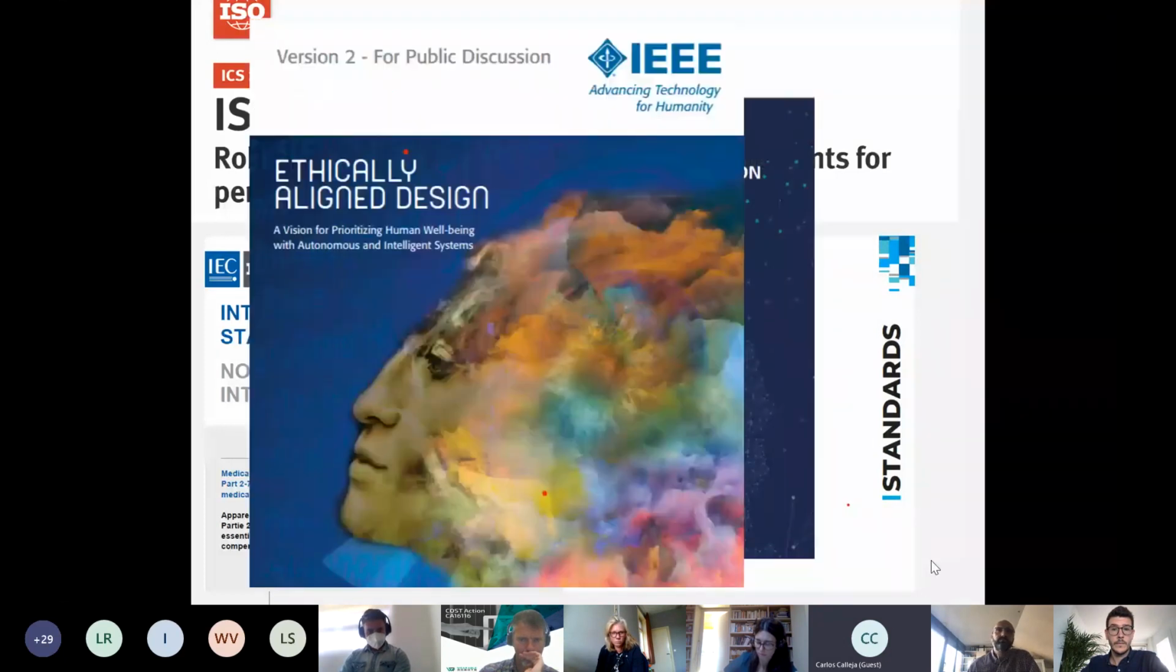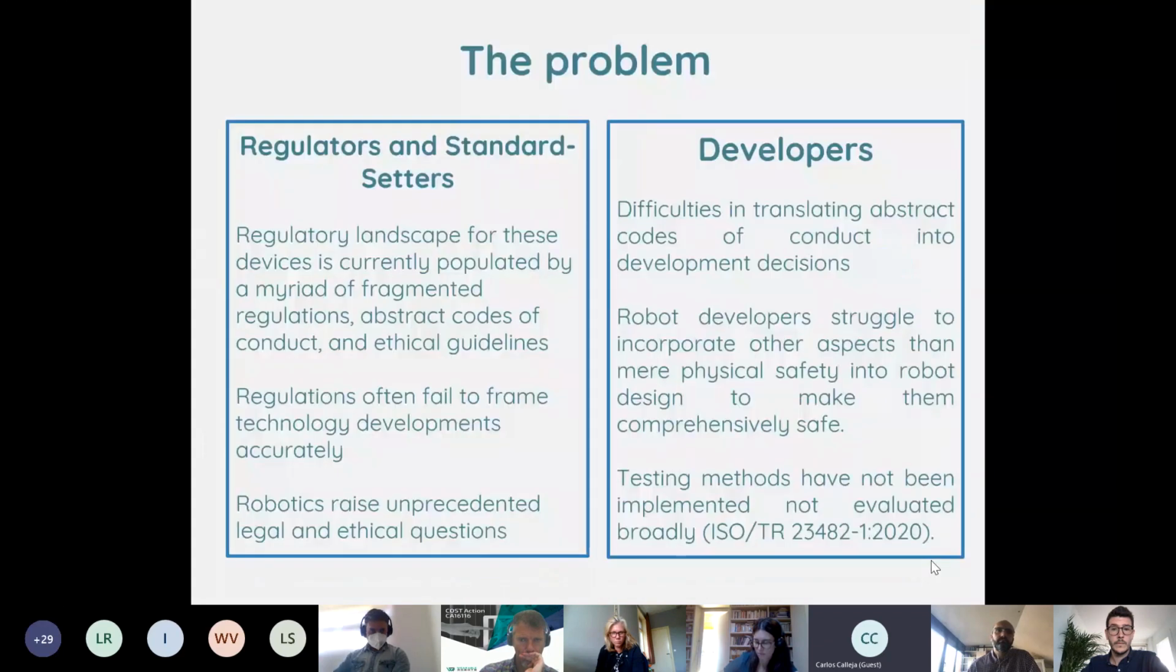the ethically aligned design. So in a nutshell, we have a very, very complex landscape, which is populated by a myriad of fragmented regulation, abstract codes of conduct, and ethical guidelines. And that creates a difficulty in translating those standards into very concrete codes of conduct and development decisions. But we also have a problem that regulation often fails to frame technology accurately. So it's well documented that it's hard to determine where a specific development fits. And robot developers, on the other hand, struggle to incorporate aspects other than mere physical safety into robot design and to make them comprehensively safe.